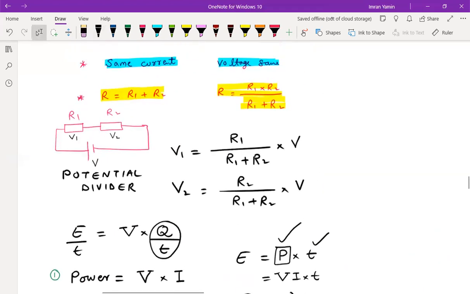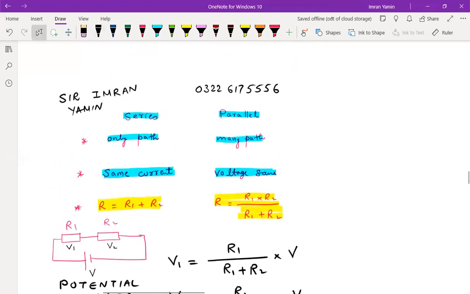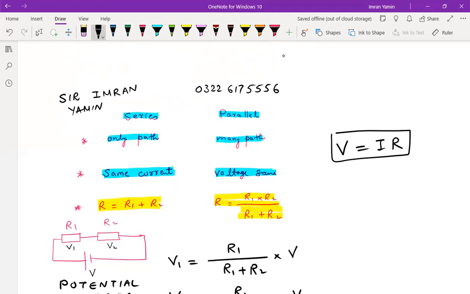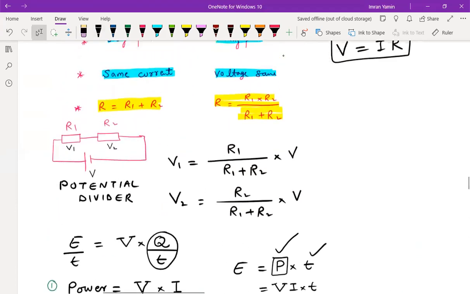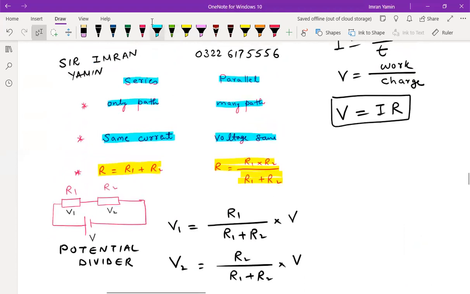So this is the formula sheet of current electricity, and you should memorize these formulas. The very important formula of this chapter is voltage equals IR, it is Ohm's law. Current formula: it is the rate of flow of charge. Potential difference, basic formula: work done per unit charge. So these are very important formulas, and you must memorize these formulas in order to solve past paper questions.